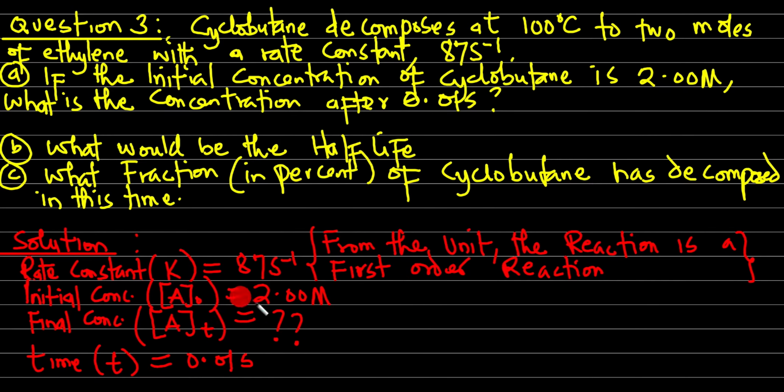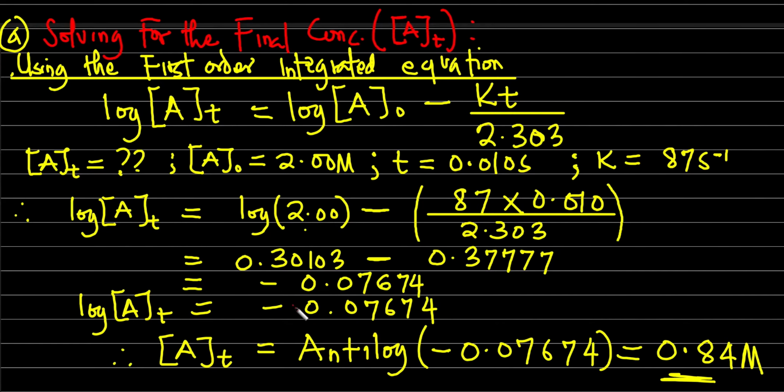The initial concentration is given to us to be 2.0 molar. The final concentration is what we are asked to find. Time is 0.01 seconds. Okay, now since we have established the fact that it's a first order reaction, for the first one, the A part, we are solving for the final concentration, which is our At.